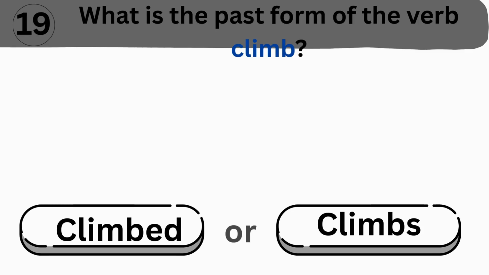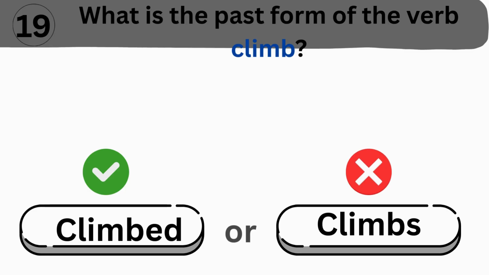What is the past form of the verb climb? The answer is climbed.